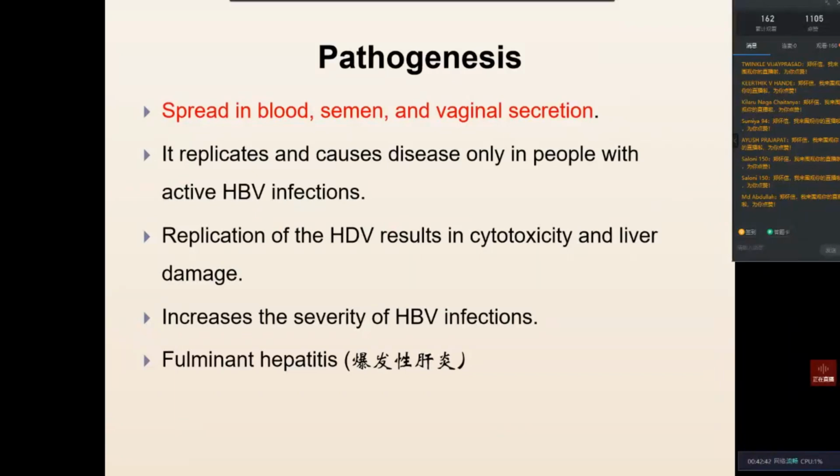And the replication of HDV can result in cytotoxicity and liver damage. That's why when you can detect some HDV infection, that patient's condition might not be good, and it might be even worse than the HBV infection. So that increases the severity of HBV infection. It can cause fulminant hepatitis. So that's a co-infection from two pathogens. Even though HDV cannot replicate by itself, the co-infection can lead to severe disease.